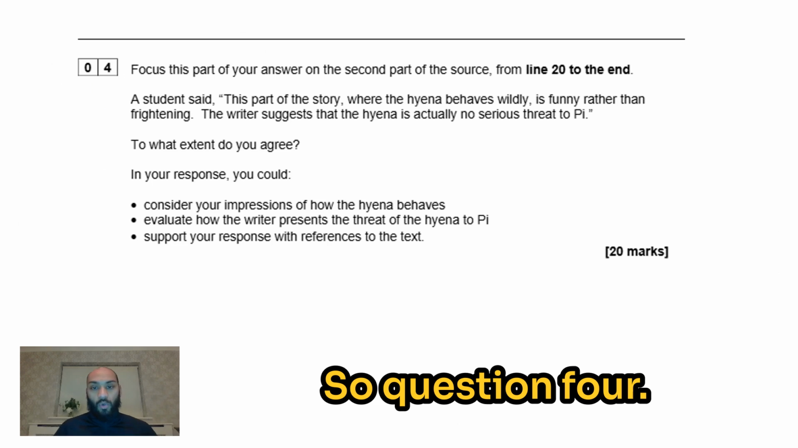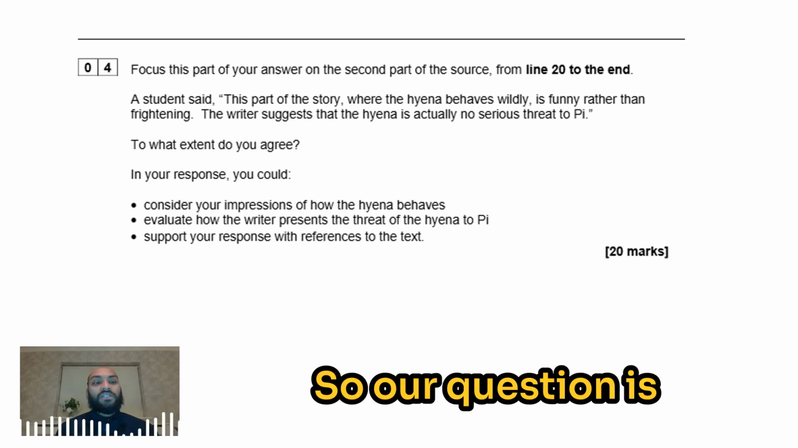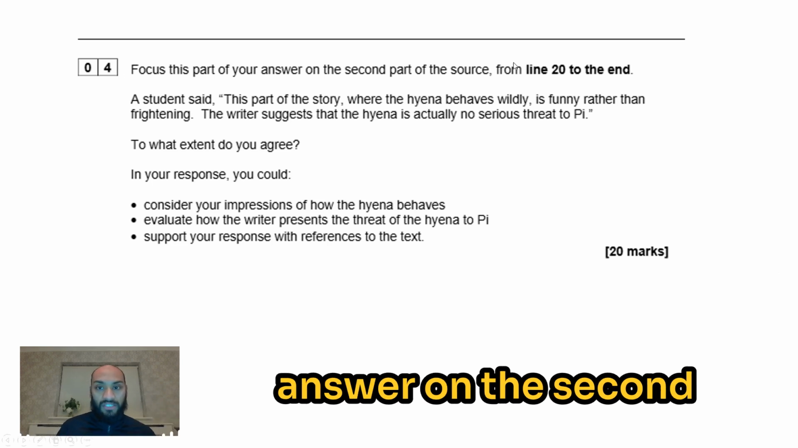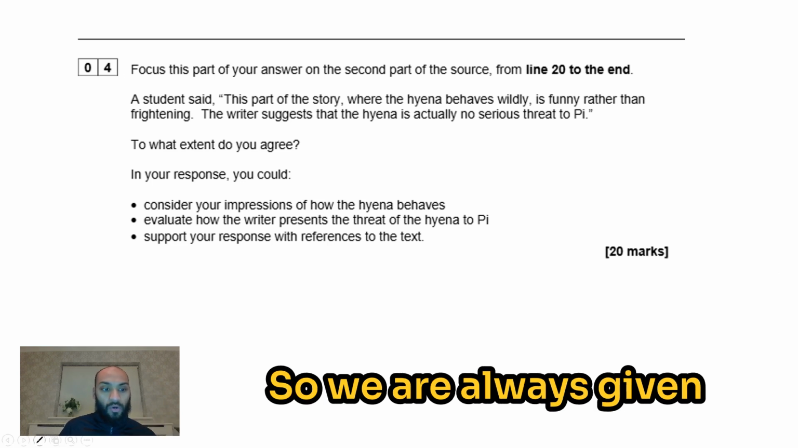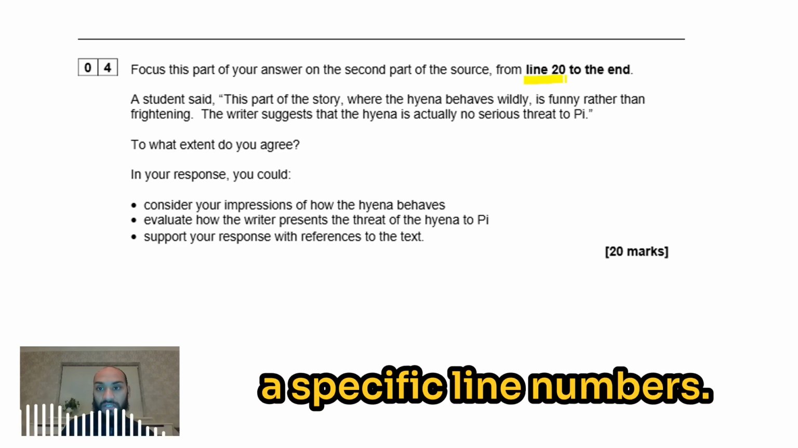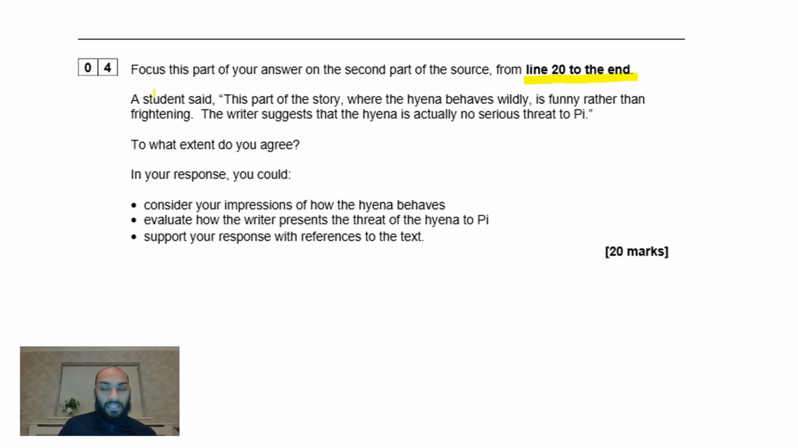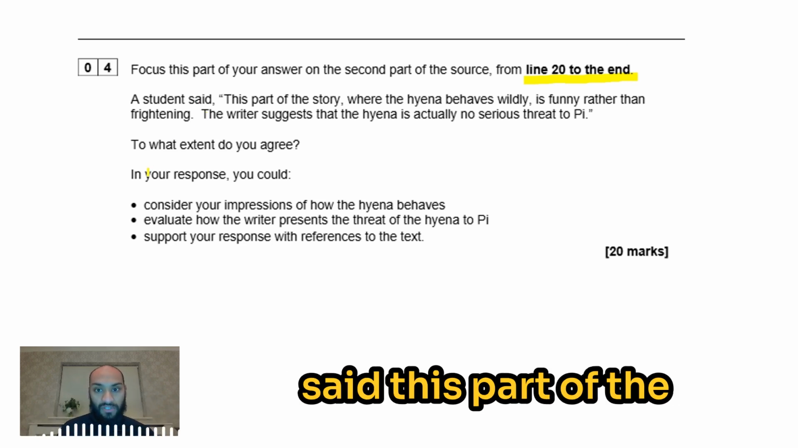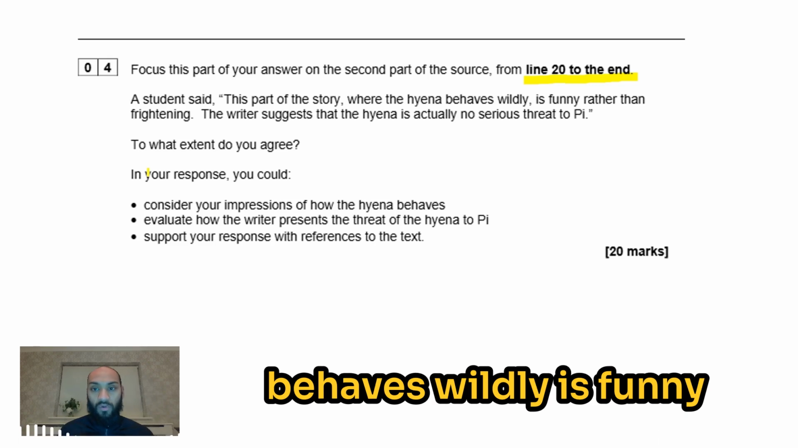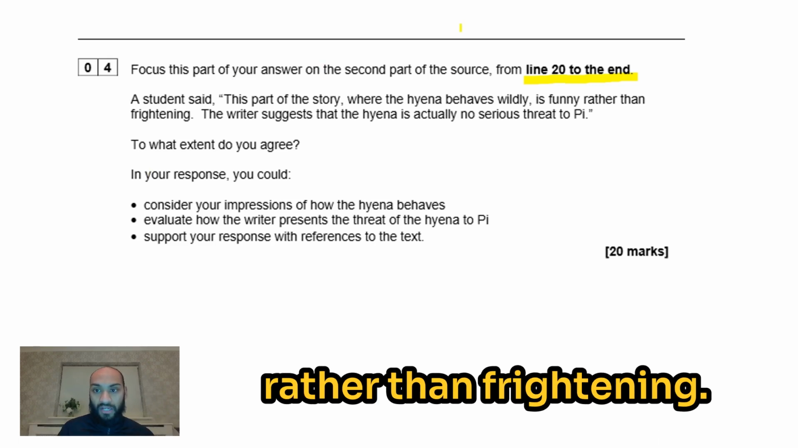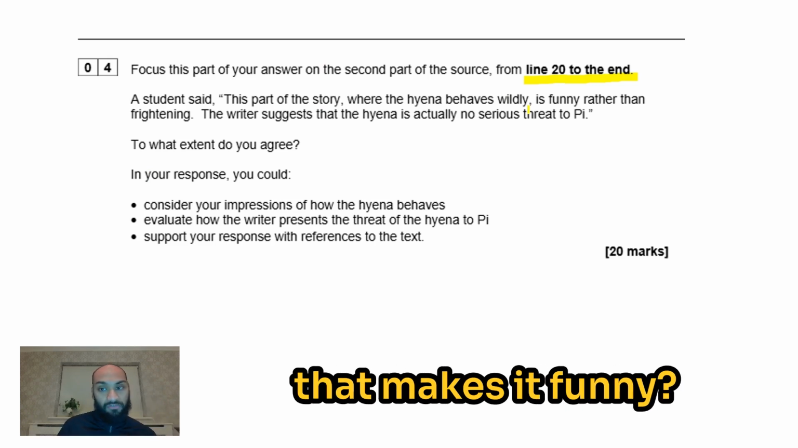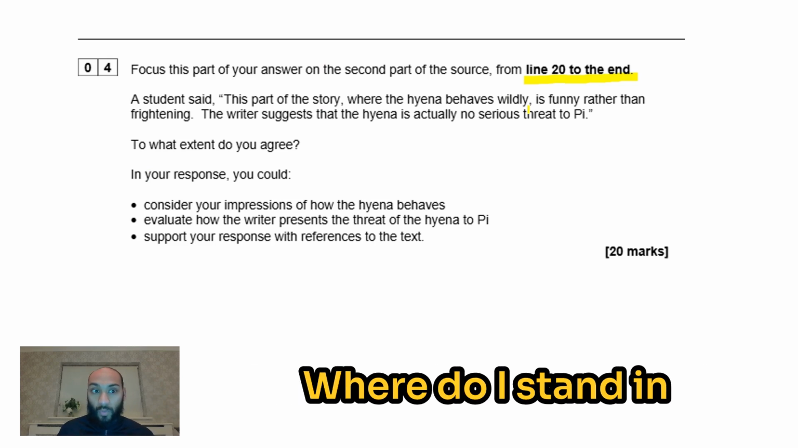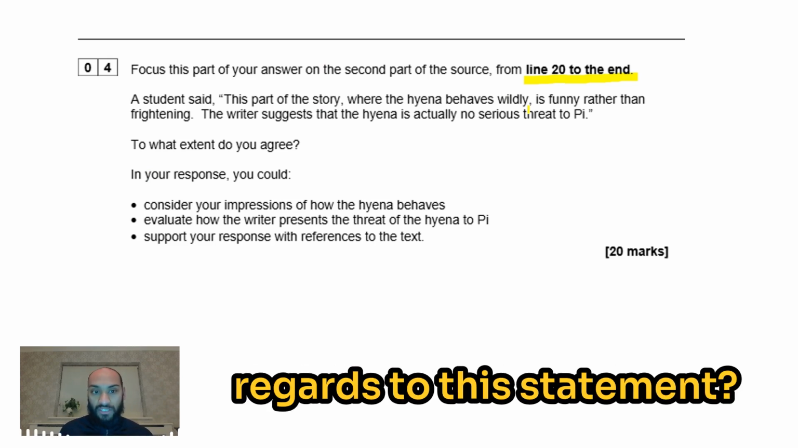So, question 4. Our question is centered around: focus this part of your answer on the second part of the source, from lines 20 to the end. So we are always given specific line numbers to focus on. Then we get given a statement. Here it says, a student said, this part of the story where the hyena behaves wildly is funny rather than frightening. So straight away I'm asking myself, what is it about the hyena that makes it funny? Is it actually frightening? Where do I stand in regards to this statement?